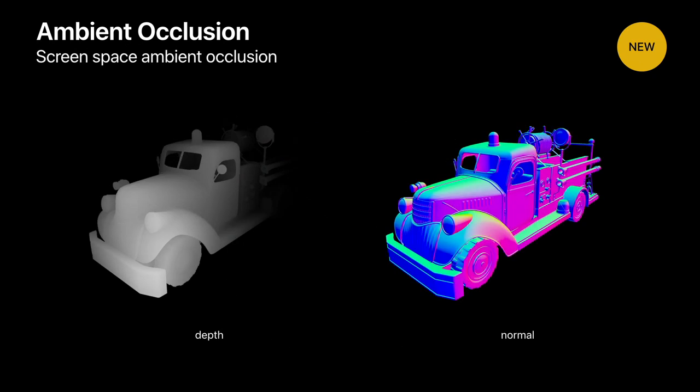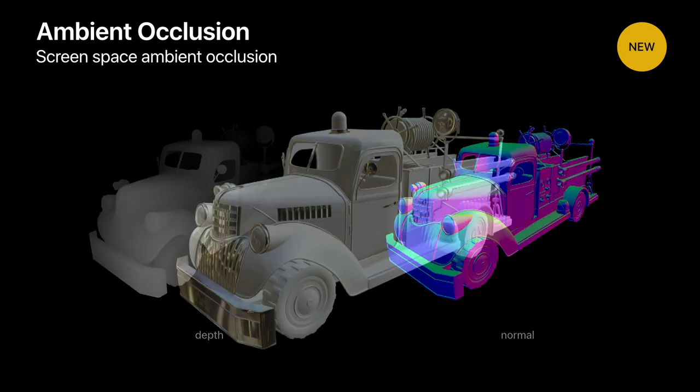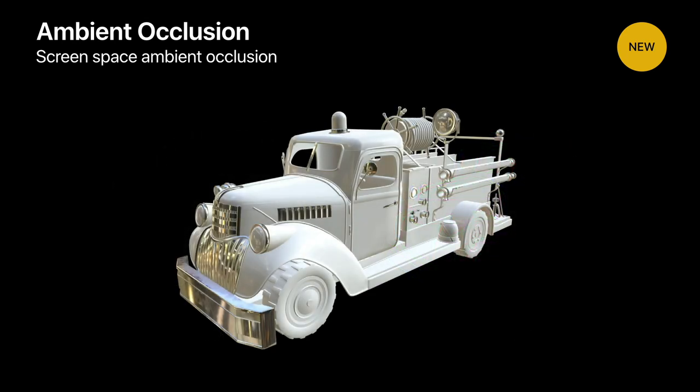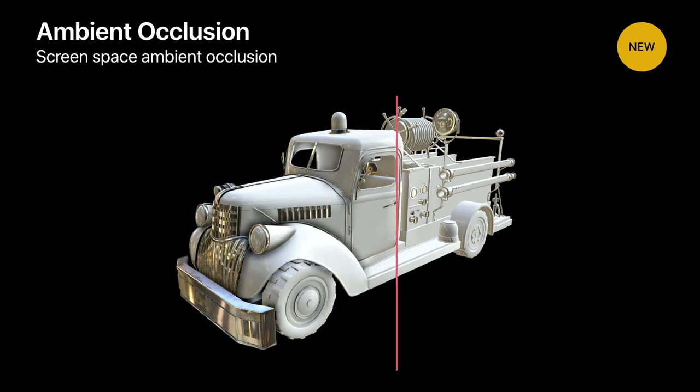SceneKit supports screen space ambient occlusion, which means that this occlusion factor will be computed in screen space for every pixel. This is done by analyzing the depth buffer and normal buffer, and SceneKit will determine if a point is in a cavity or not by comparing its depth and normal with the neighbor fragments. So here's an example of an object with no ambient occlusion, and here with a very strong ambient occlusion to make the effect obvious on the slide.